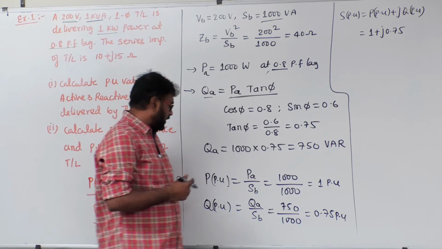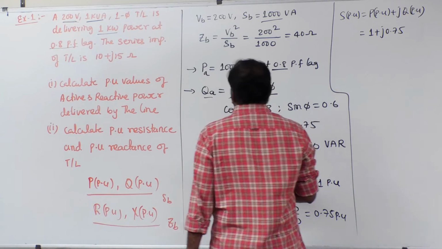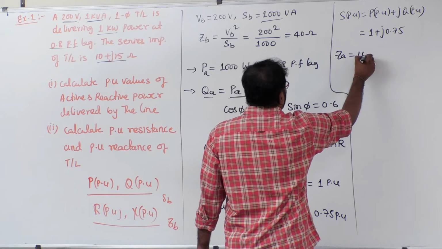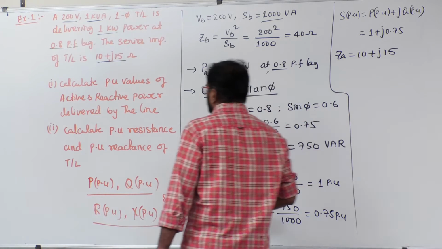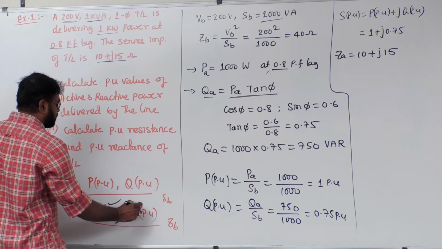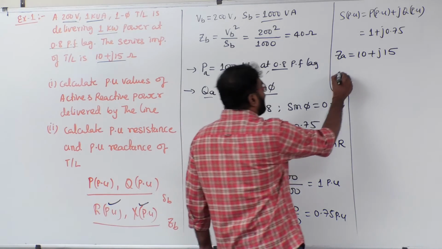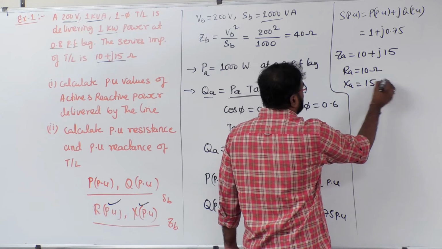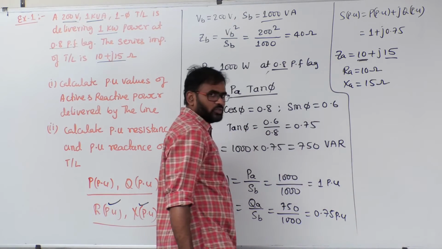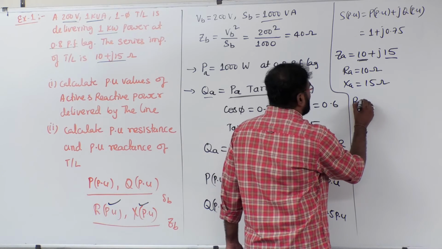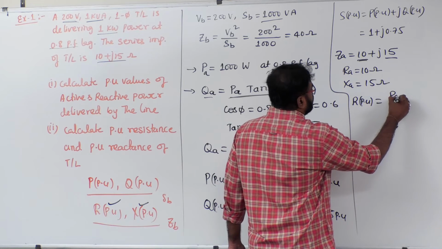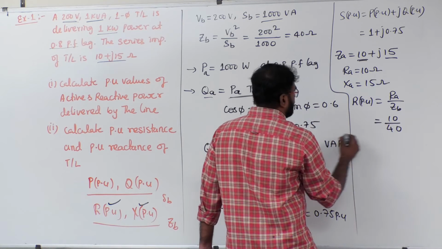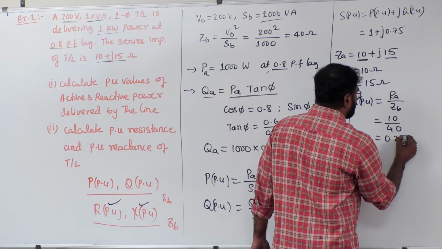Clear? Now the next important thing is, he has mentioned Z actual, the series impedance of the line. Z actual is given as 10 plus j15. But what is it asking to calculate? It is asking for R per unit and X per unit. Okay, let's see. R actual is what? 10 ohms. X actual is what? 15 ohms. Real part is resistance, imaginary part is reactance. Now what is R per unit? R actual by Z base. R actual is 10. Z base is what? 40. So this is 0.25 per unit.